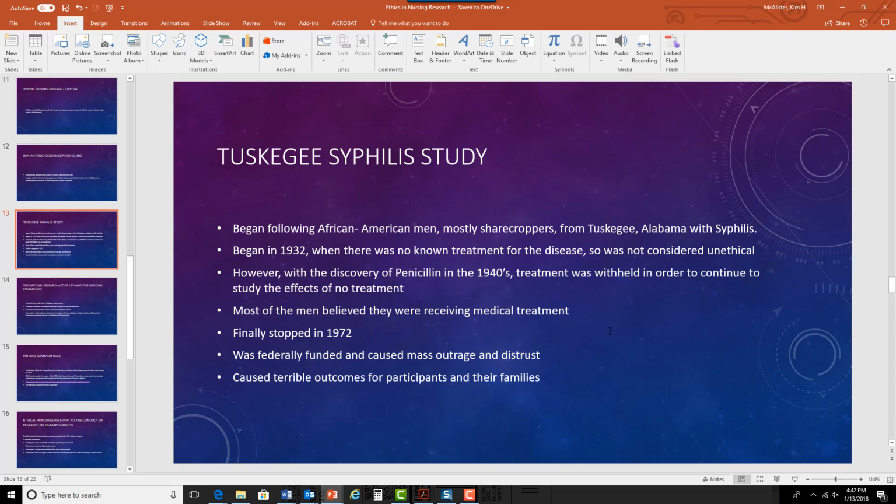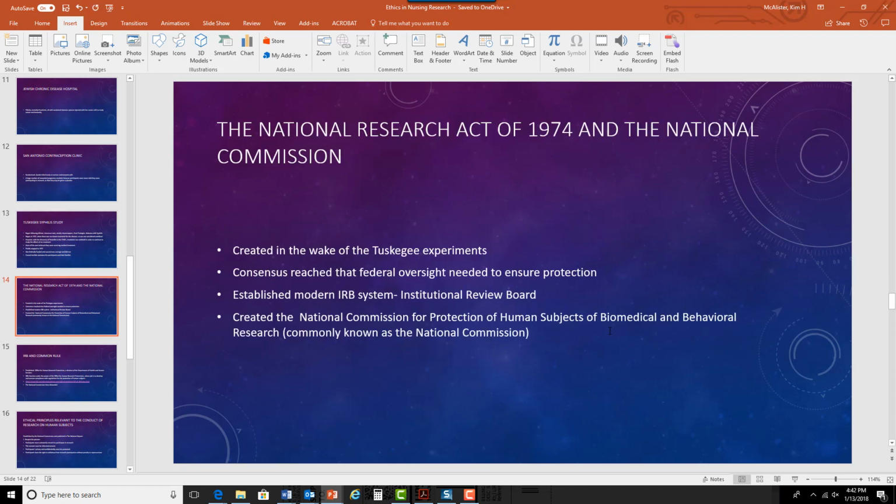Most of the men thought they were getting medical treatment, and this was stopped in 1972 due to mass outrage. And because this was federally funded, this caused a huge time of mistrust of the federal government and of the healthcare system, and it caused terrible outcomes for participants and their families. If syphilis is untreated, then patients can have devastating effects such as severe mental problems.